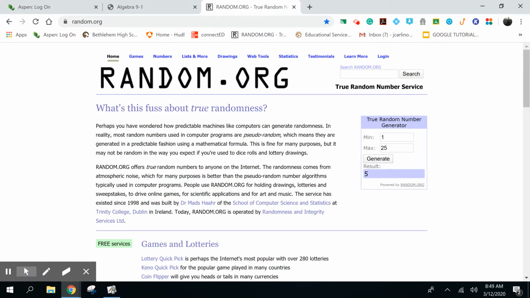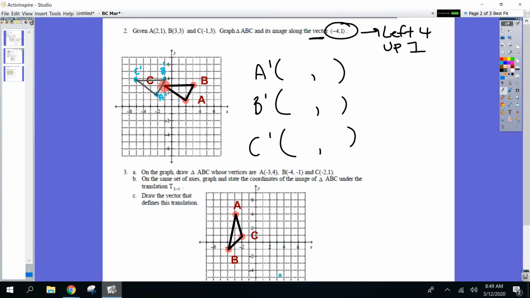Oh boy, 5s. Here we go. -2, 2. Got it. Okay, you're 2 for 2. Don't screw it up. Good.